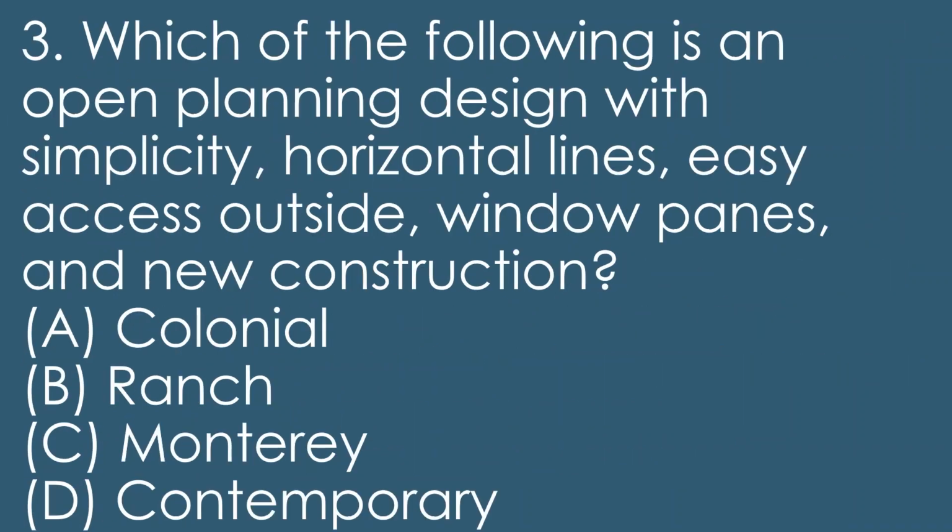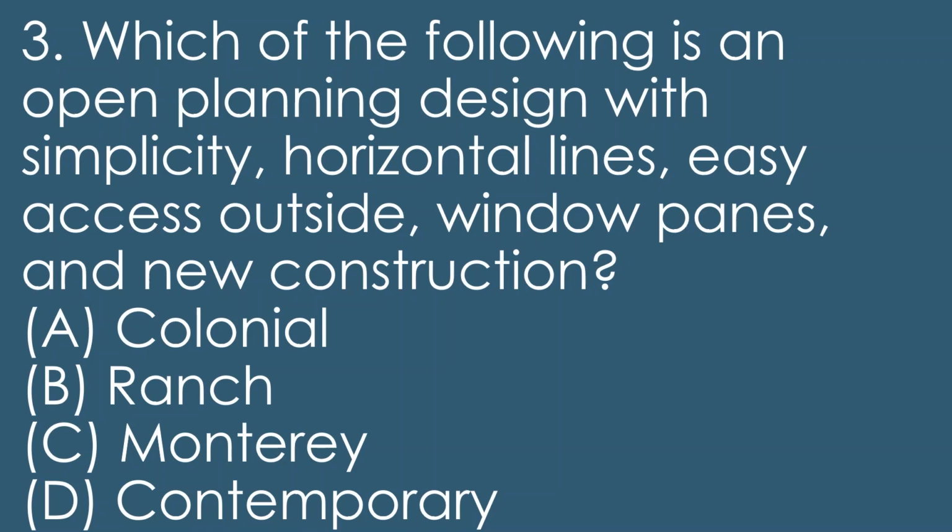3, which of the following is an open planning design with simplicity, horizontal lines, easy access outside, window panes, and new construction? A, colonial, B, ranch, C, Monterey, D, contemporary. Well, you might be asking, why are we talking about this? This is something you actually need to know for the state exam. I think it's a relatively trivial question, but you do need to know about it because it is something within the 7 areas and on the outline that the state exam uses to pull their questions. And this is one that you could easily see.